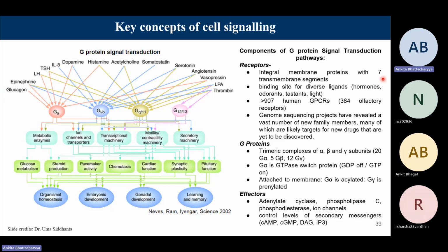They have binding sites for different types of ligands. More than 907 human GPCRs are found. The Genome Sequencing Project has reported even more, and they are likely to be very good drug targets as well.